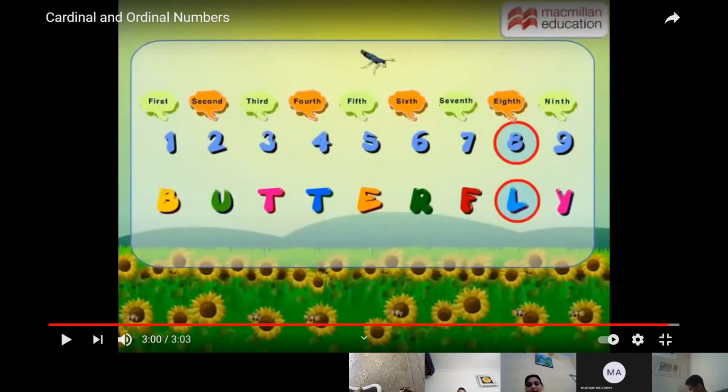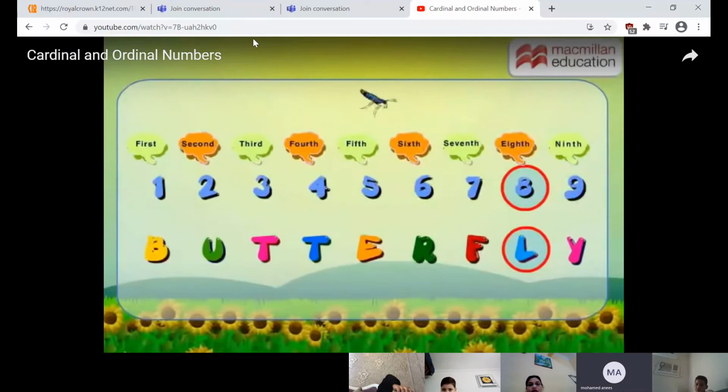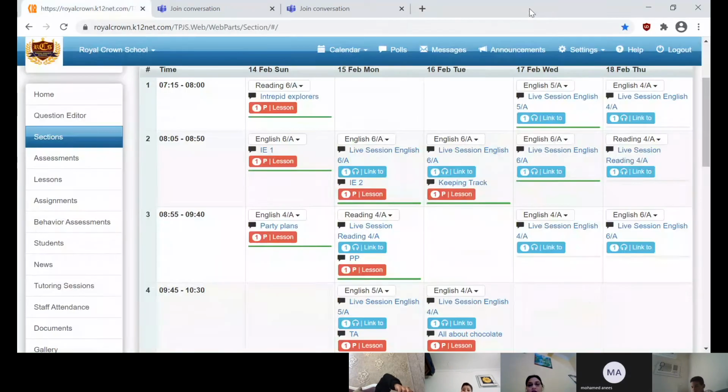So as soon as we mention these numbers like this, it's cardinal, and when we write it like this in words, it becomes ordinal. Or instead of this, I could even write 1st, 2nd. Understood? So that's called cardinal numbers and ordinal numbers.